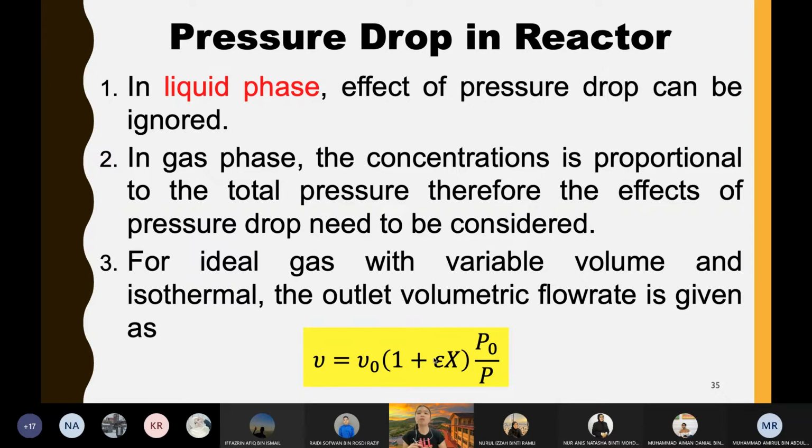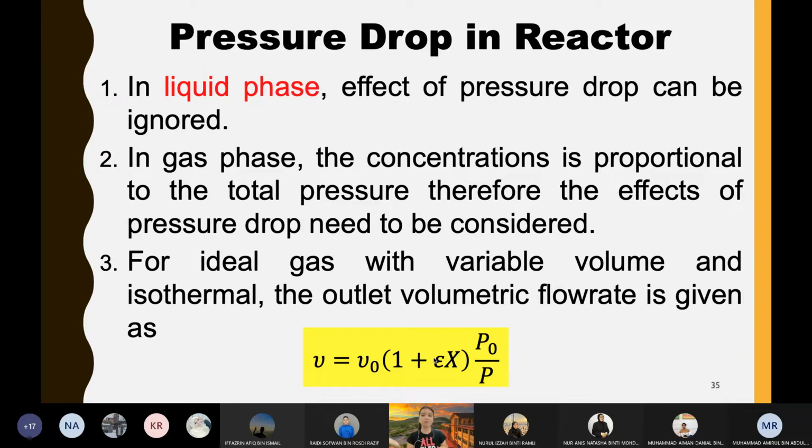Okay, so what happens when we have pressure drop? The good news is that although pressure drop will have effects on our reactor design, for the liquid phase case this effect can be ignored. That means for the liquid phase design equations, or if your reactant is in the liquid phase, the pressure change will not affect our calculation. So before this you learned many equations, right. For the liquid phase equations you do not need to worry. They will not be disturbed. With or without pressure change, the equation remains the same.